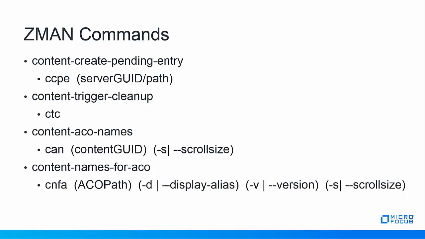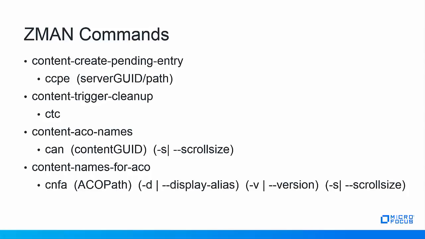The zman contents commands, new in ZENworks 2017 Update 2, enable you to debug content-related issues easily without having to run complex queries in the database. The first command is content-create-pending-entry, or ccpe. This creates a pending entry for the missing content in the database for a given server GUID or path. Content-trigger-cleanup, or ctc, triggers a content cleanup action which removes unreferenced content from the database.